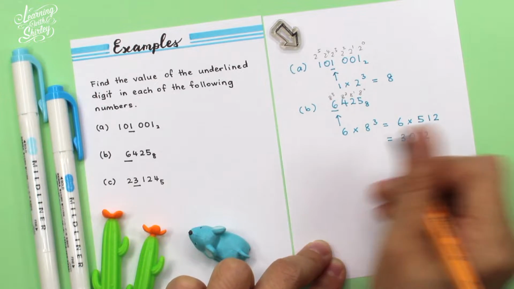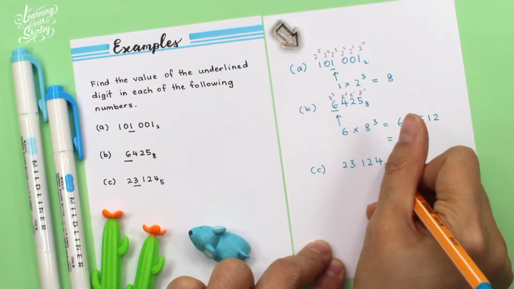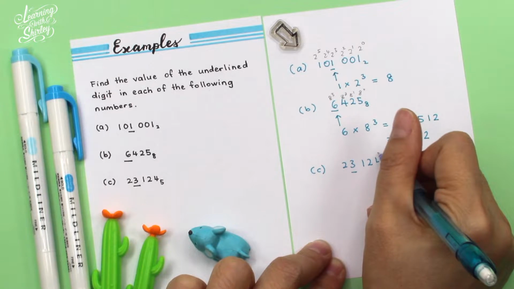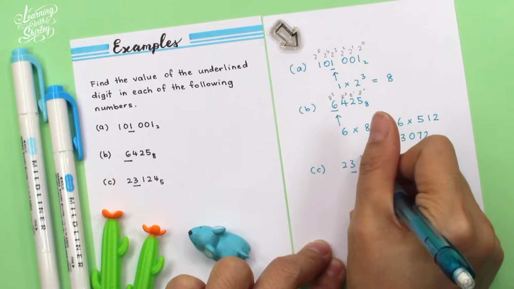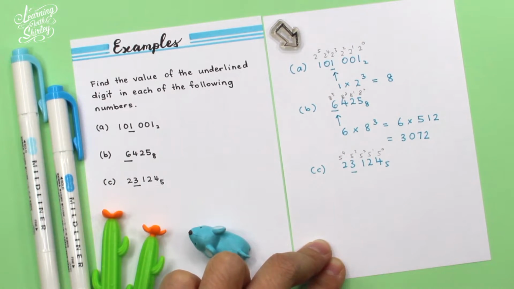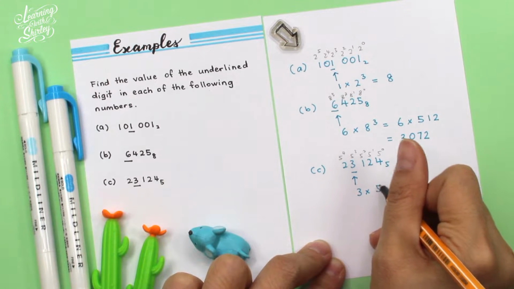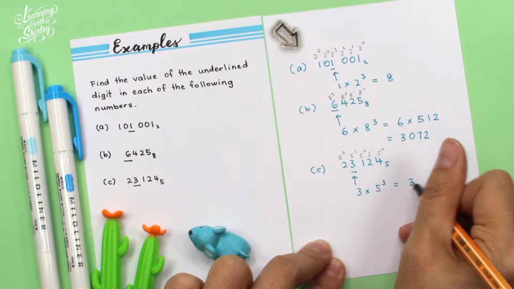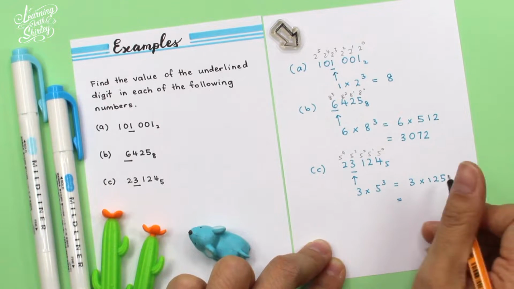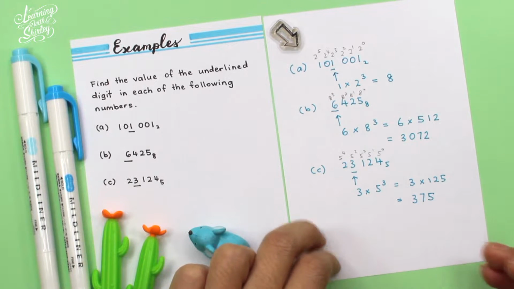As for C, 23124 base 5, and the underlined digit is 3. We use a pencil, we label here 5 power 0, 5 power 1, 5 power 2, 5 power 3, and 5 power 4. To find the value of this underlined digit will be 3 times 5 power 3. 5 power 3 is 125. So 3 times 125 is 375. So that's the answer.